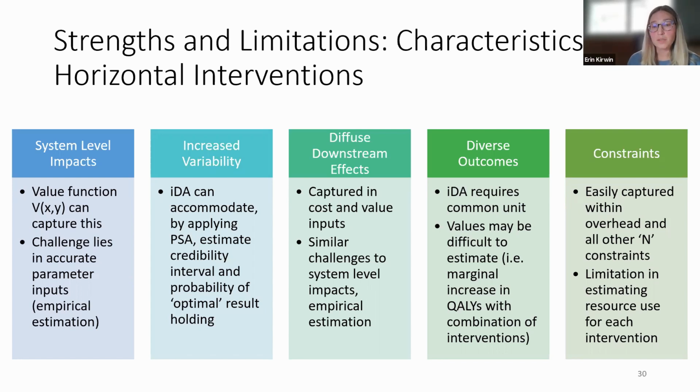Constraints. So multiple constraints are easily captured within the overhead and end summation terms. The limitation is, again, empirical estimation. So to summarize, from a theoretic standpoint, the diagonal approach addresses each of these challenges. With the exception of increased variability, there are empirical challenges in estimating the value function and for estimating costs.